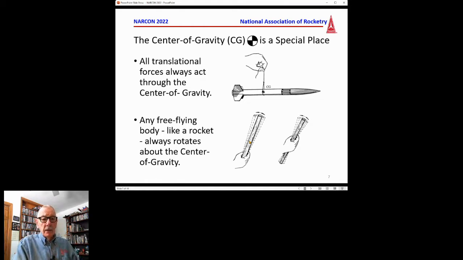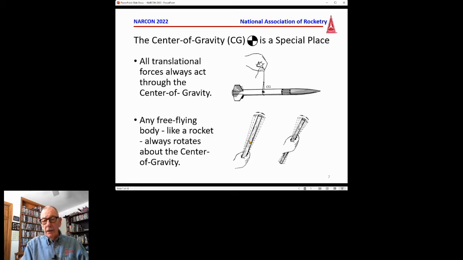On the other hand, the very key thing about the center of gravity that is important to stability is the fact that that rocket is going to rotate around the center of gravity at all times. This is a basic physical concept. It has to do with the distribution of the mass of the rocket being equally distributed around the center of gravity.